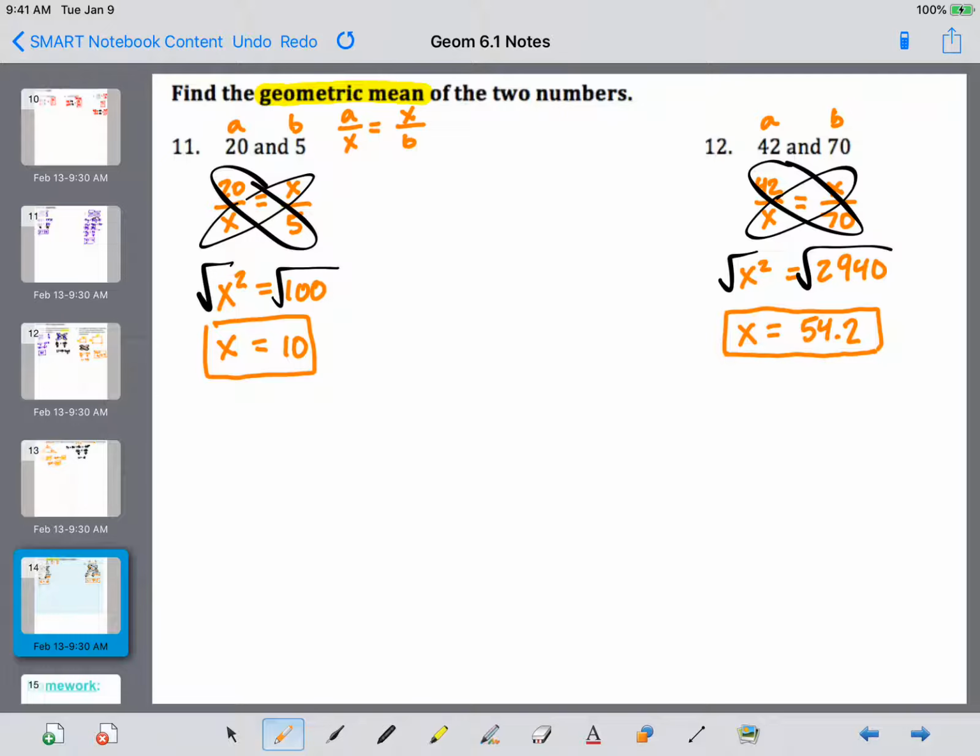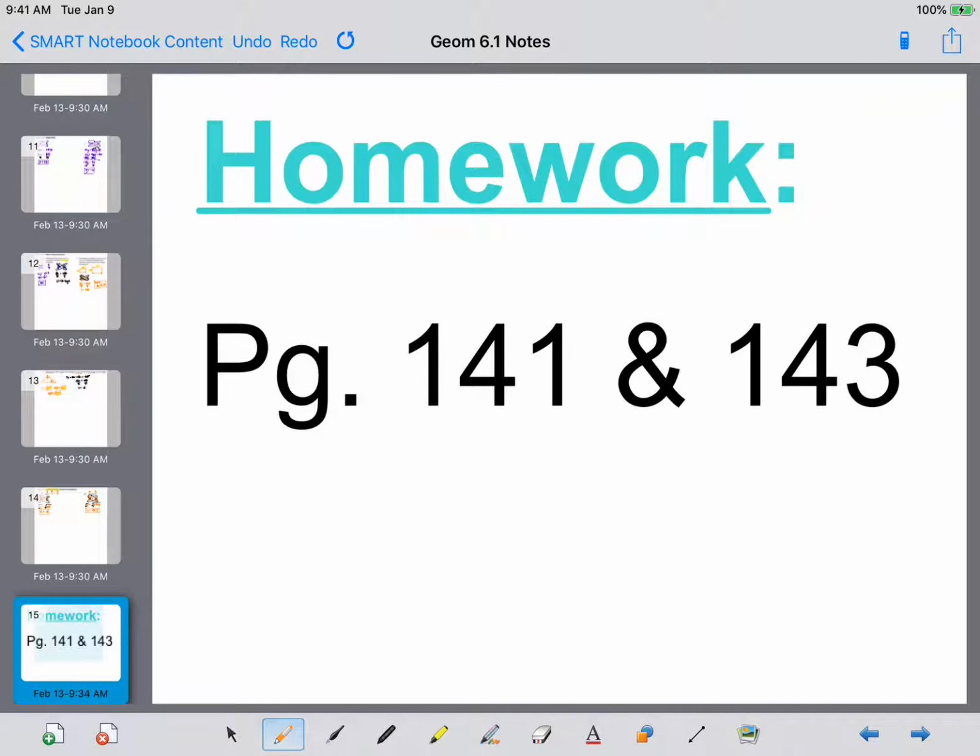All right, so let me know if you guys have any questions in class. Your homework that was going to go along with this is page 141 and 143.